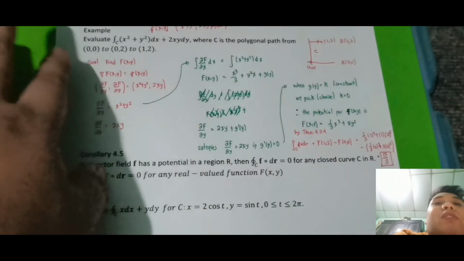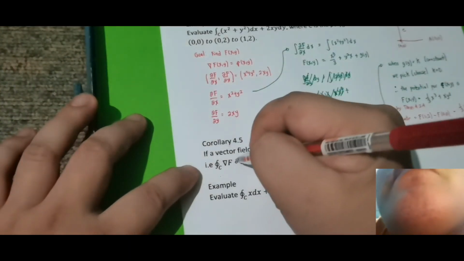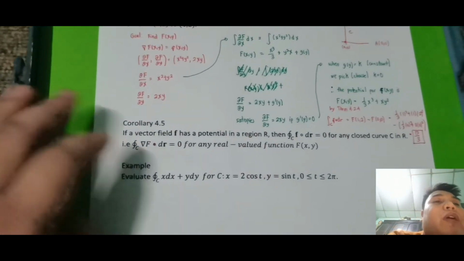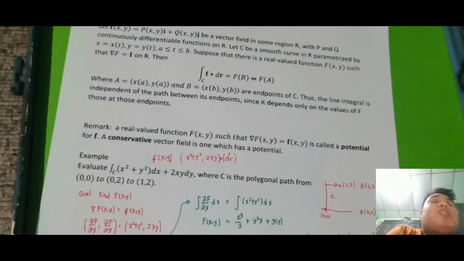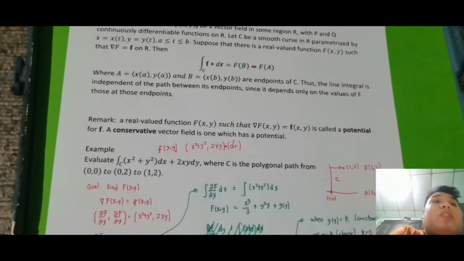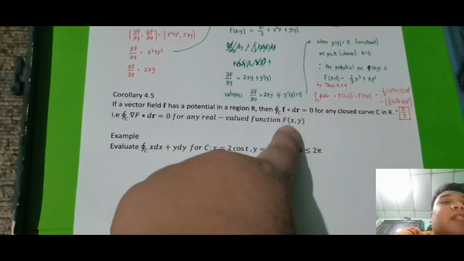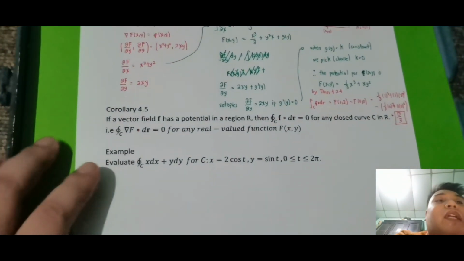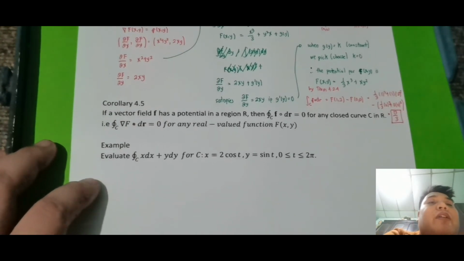Alam natin na yung f is equal to the gradient of capital F o the potential. So, palitan ko lang nun, times dr is equal to 0, for any real valued function f of x, y. Another thing din pala, ano idea ng potential vector? Si vector field, meron siyang equivalent scalar field or simply equivalent real valued function, and that is the potential f. So, from being a vector field, ginagawa ko siyang real valued function. Kaya mo siyang gawing real valued function or scalar field.